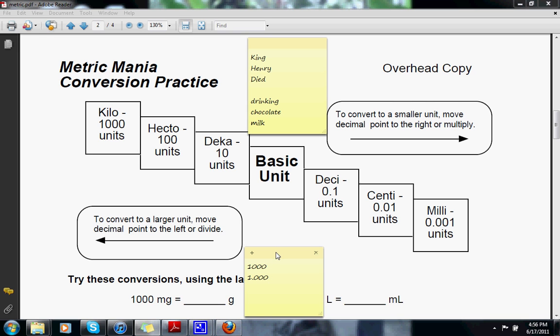I'll do one more here with you, and let's move it over to this one. 1 liter is equal to blank milliliters. So we're going to start at the liter right in the middle. To go to milli, you'd have to move the decimal 1, 2, 3 over, this time to the right. So instead of having 1.000, you would have 1,000 with 3 more zeros. So 1 liter is equal in this case to 1,000 milliliters, because we're going to take the 1 and move the decimal 3 over, and it's 1,000.